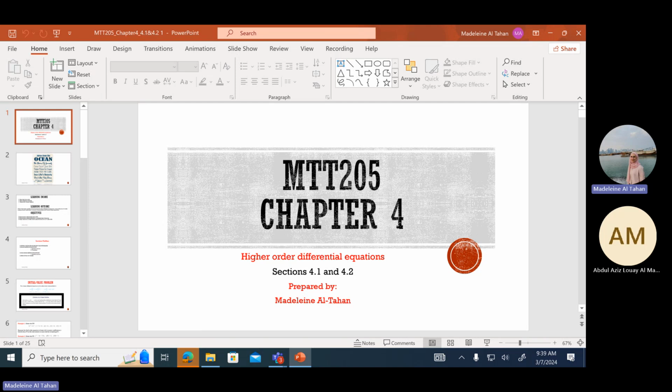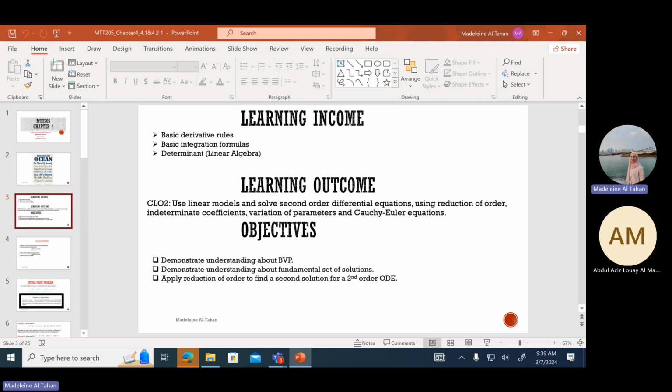So now we are done with the first part, with first order. The next step is we need to move to higher order, right? So we need to talk about second, third, and others. And these ones will be covered in chapter 4. In order to understand the section, what we need is some basic derivative formulas, basic integration formulas, and the determinant from linear algebra, but it's okay if we did not take it before, I will be explaining later.